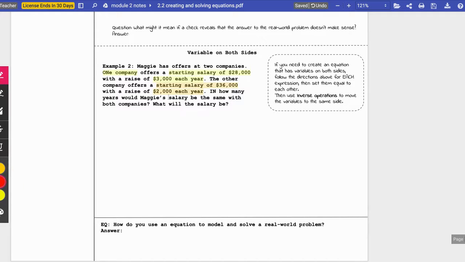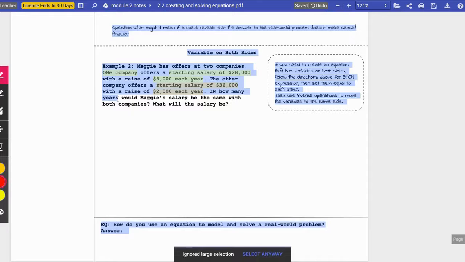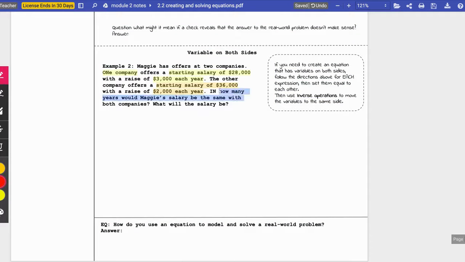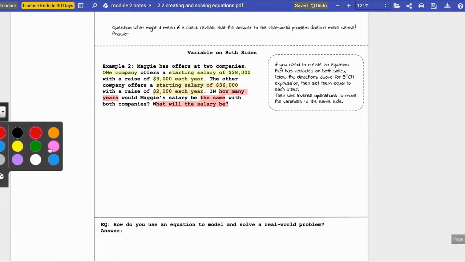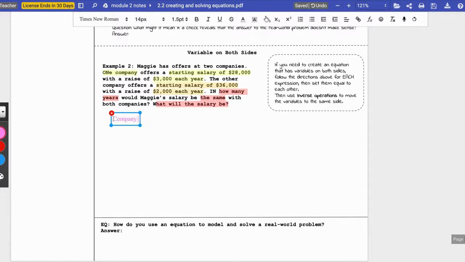What we want to know is how many years are they the same? And what is the salary? That's what we want to find out. So what I want to do is I'm going to come up with an expression for company 1. And again, we're going to start with a verbal expression. So company 1 starts with 28,000 and adds 3,000 per year.